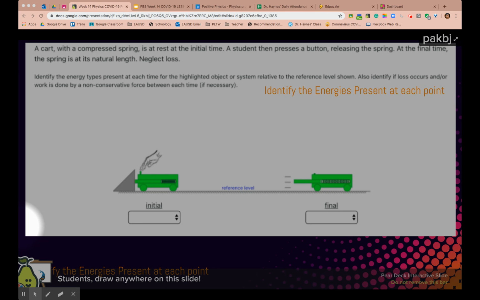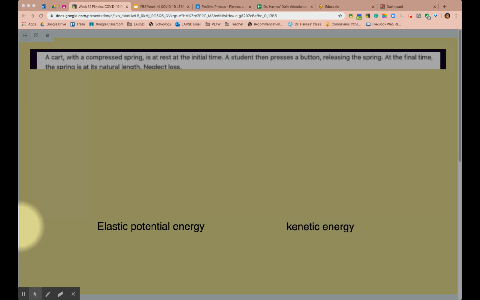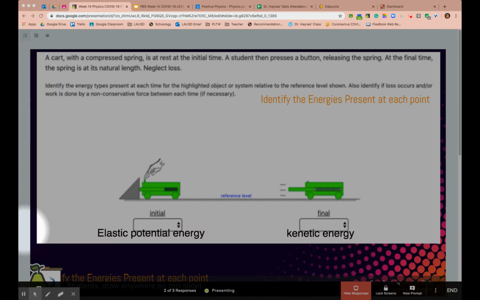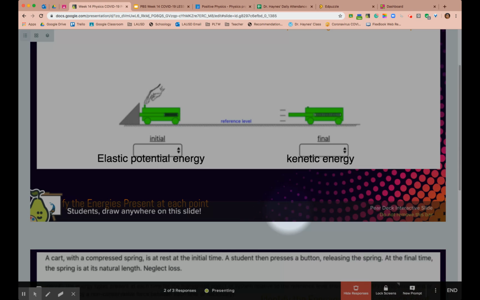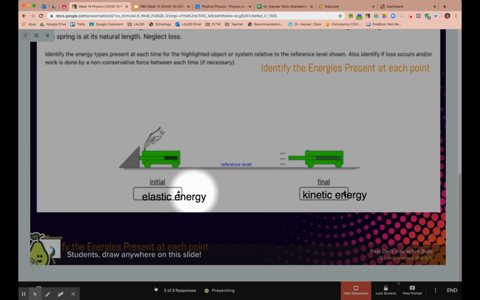Good. Okay, I'm going to share some responses here. So this is someone's response where they say that elastic potential energy is at the initial state and the final state only has kinetic energy. And I believe this is what someone else said. There's elastic potential energy at the initial state and the final has kinetic energy. Good job. You guys should be proud of yourselves. It seems like you understood how to identify energy in a system.